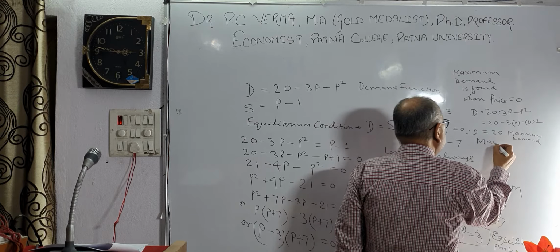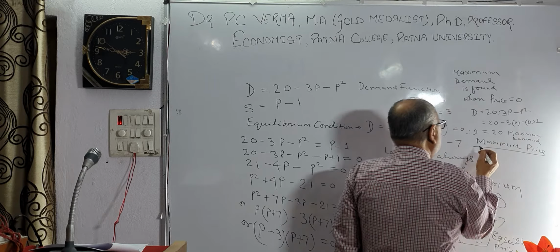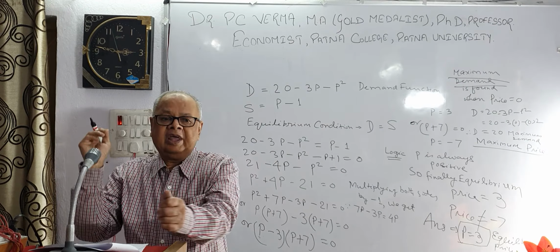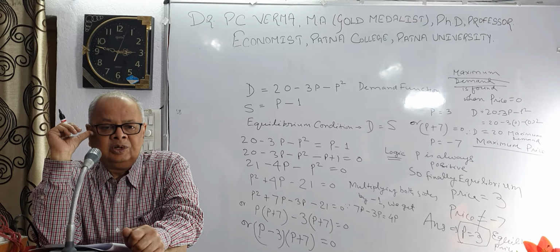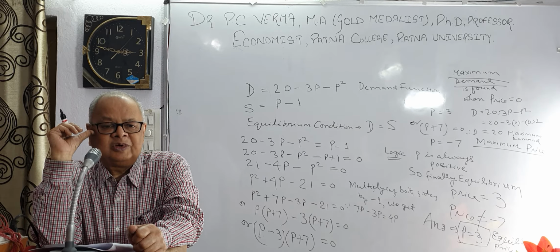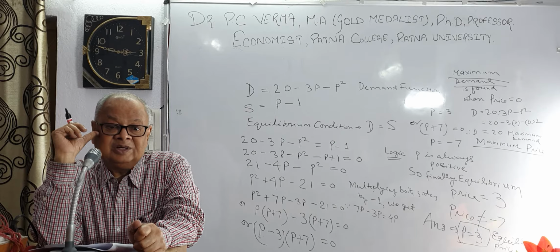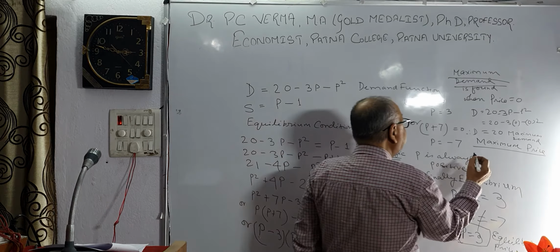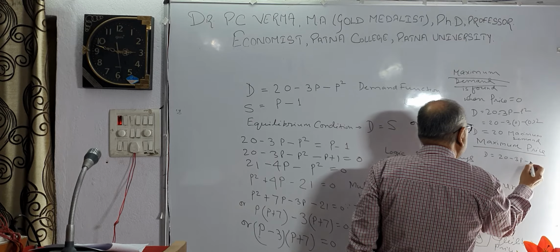This is known as maximum price. Maximum demand we have seen, and then maximum price. What is maximum price? When you are given a demand function and a supply function, what is the maximum price? There is a rule: maximum price is where demand becomes zero. We have the demand equation, demand is equal to 20 minus 3p minus p square.